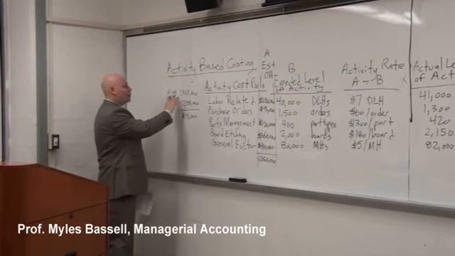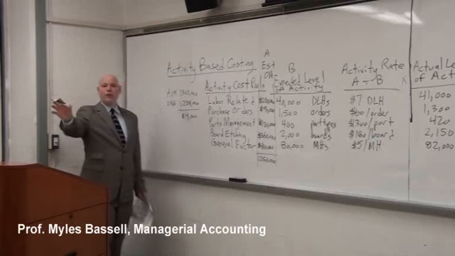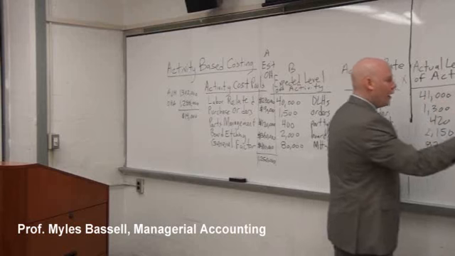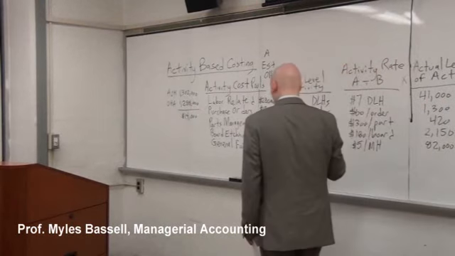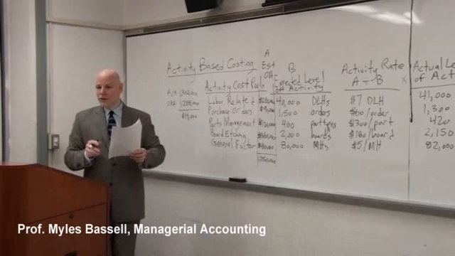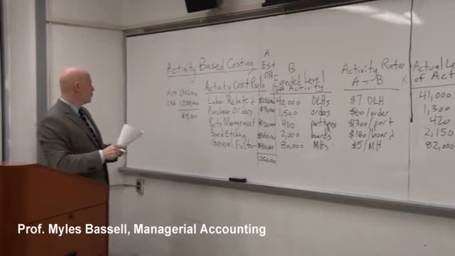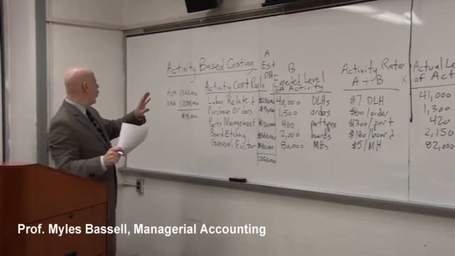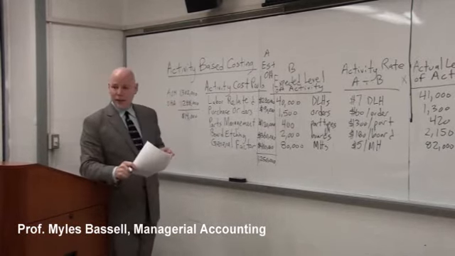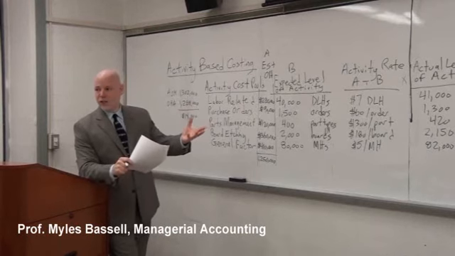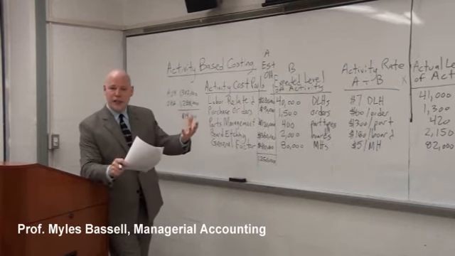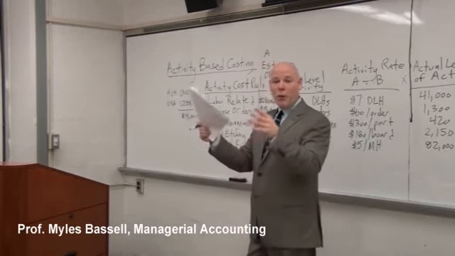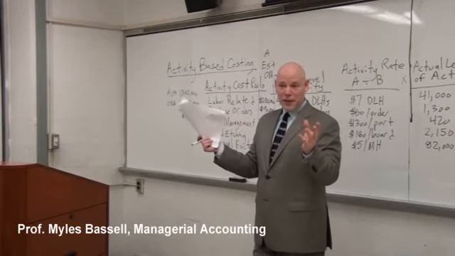Our actual overhead is $1,302,000. That's what I'm telling you. The overhead that we applied is $1,288,000. So there's a difference between the actual overhead and the overhead that we apply. That's very common, that you're going to have some type of variance. It's going to be either favorable or unfavorable. Now, we don't want the variance to be generally too big.